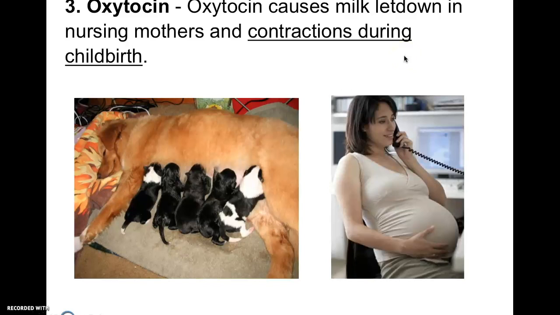Okay, so the next one is called oxytocin. It causes milk letdown, and that will actually start the contractions during child labor. We talked a little about oxytocin when we were doing the positive feedback mechanism. So this is the one instance where you have positive, right? Once contractions occur, more oxytocin will be secreted.